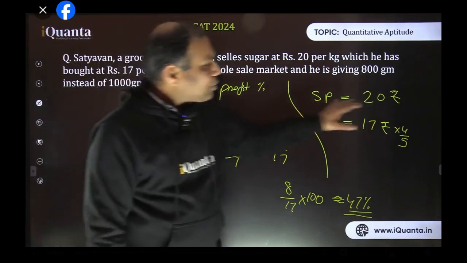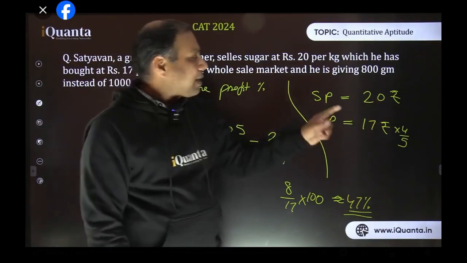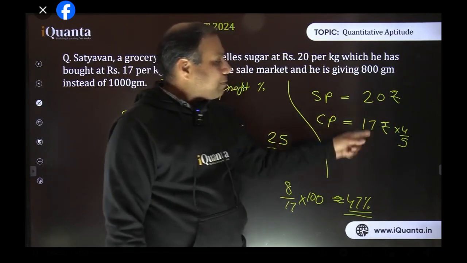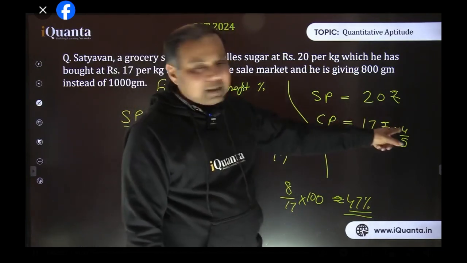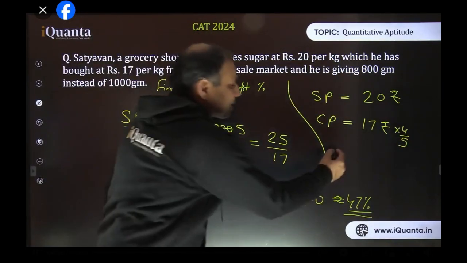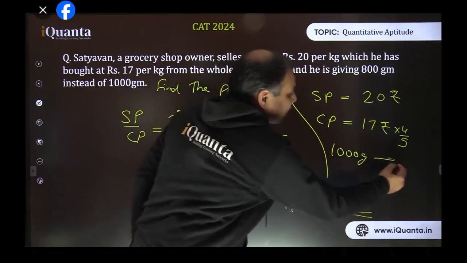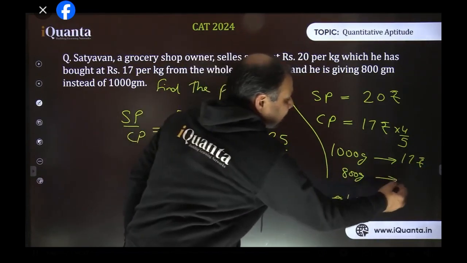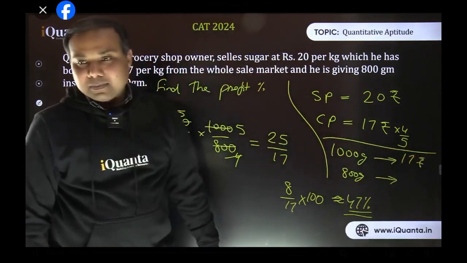So if I'm going simple with the values only, for 1 kilogram price he is charging 20 rupees, fine. But what is his actual cost price? It must have been 17, but it is becoming 80% of that. How is it 4 by 5? If the CP of 1000 gram is 17 rupees, can you tell me what will be the CP of 800 gram? Please tell me this.